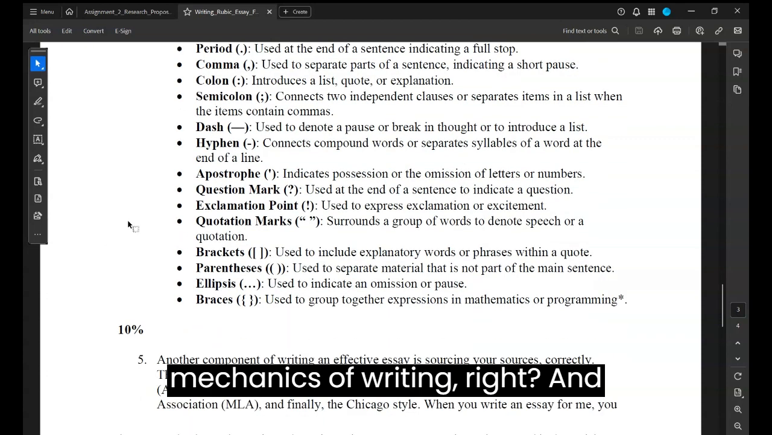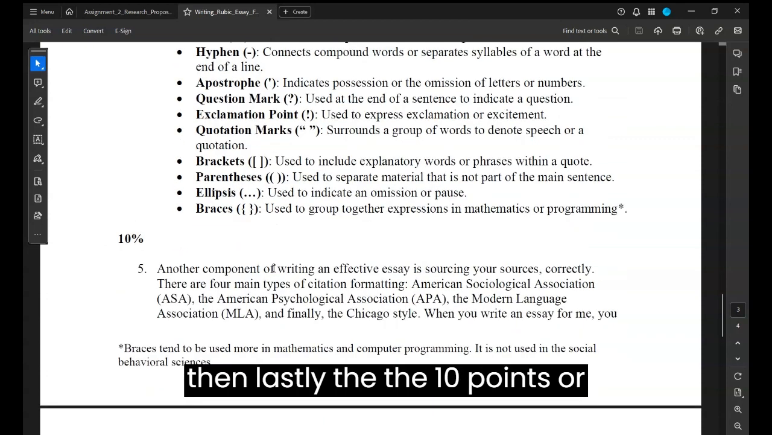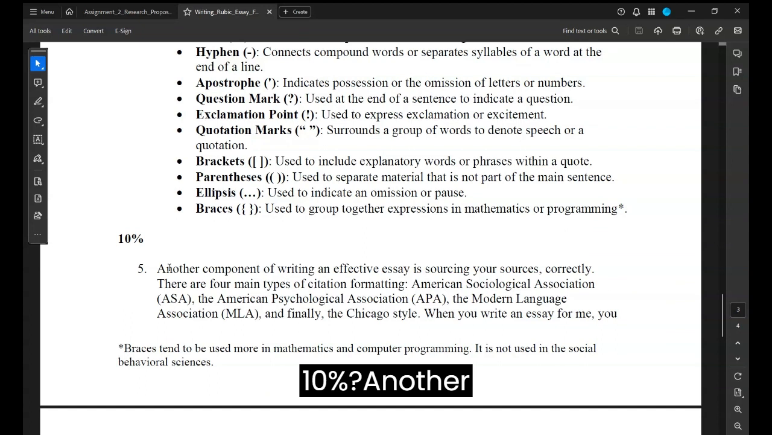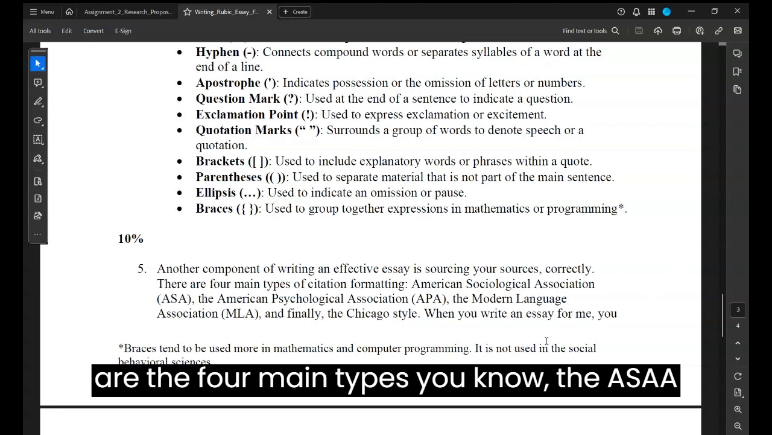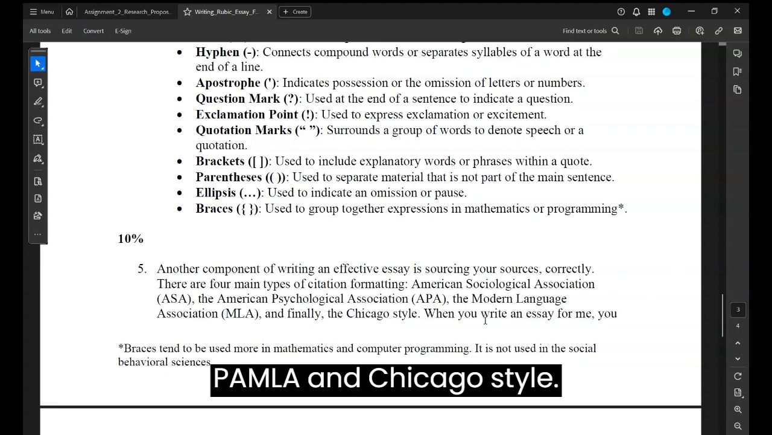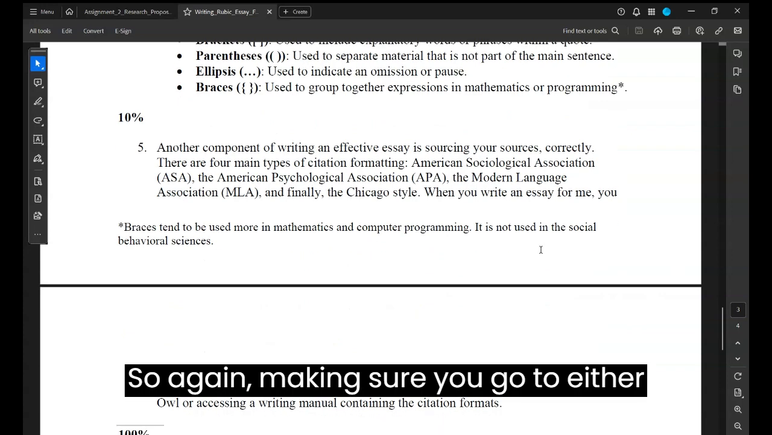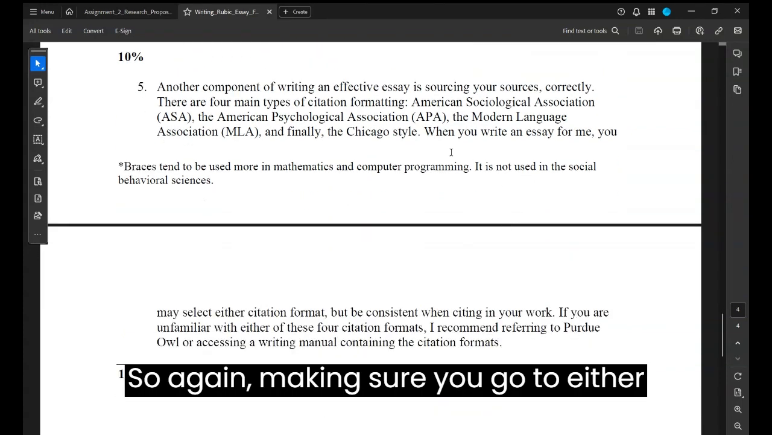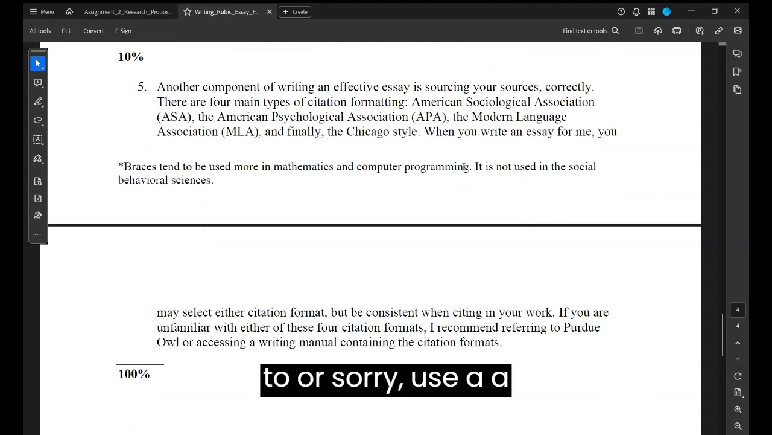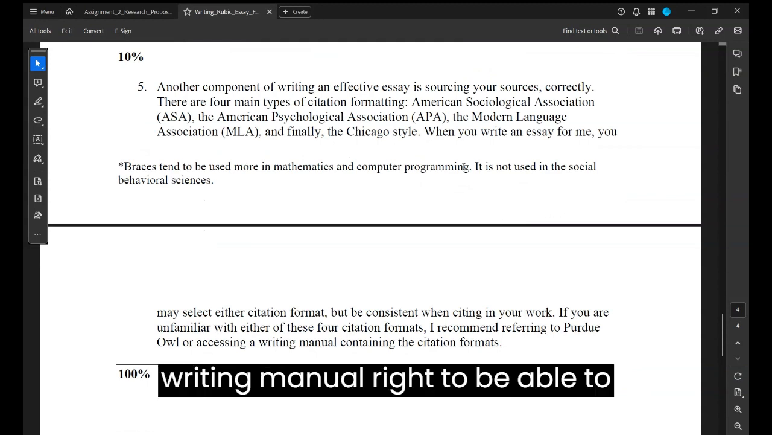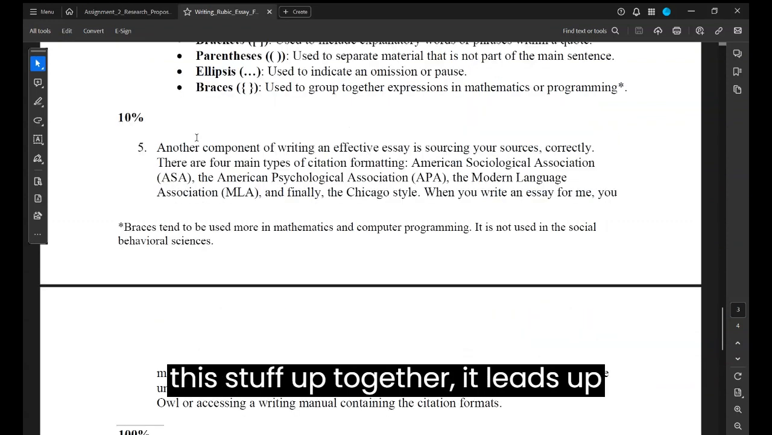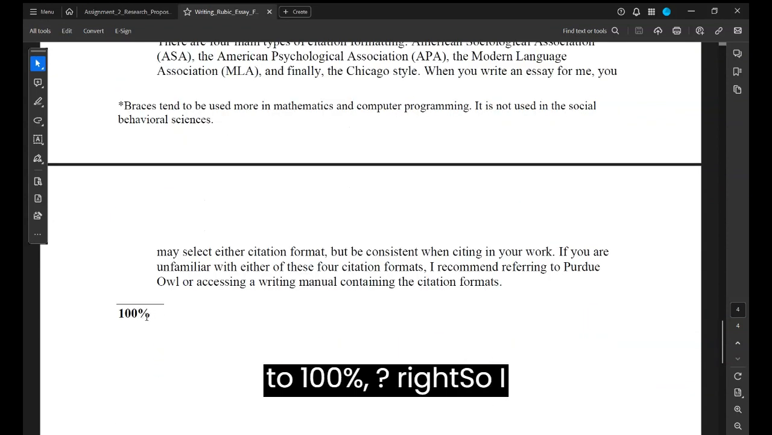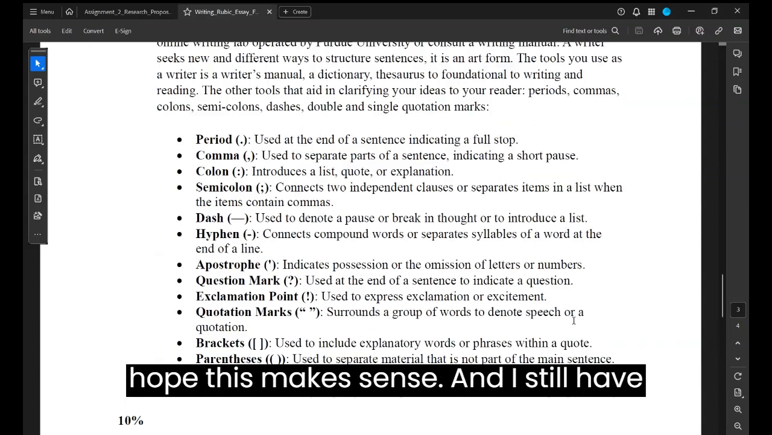All right, and then lastly, the 10 points or 10%. Another component of writing is effectively sourcing your sources correctly. These are the four main types: ASA, APA, MLA, and Chicago style. So again, make sure you go to either Purdue OWL or use a writing manual to be able to format and do proper citation and what have you. Okay, and if you add all this up together, it adds up to 100%. Right. So I hope this makes sense.